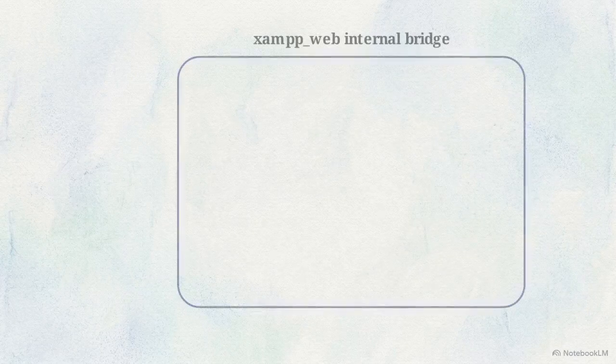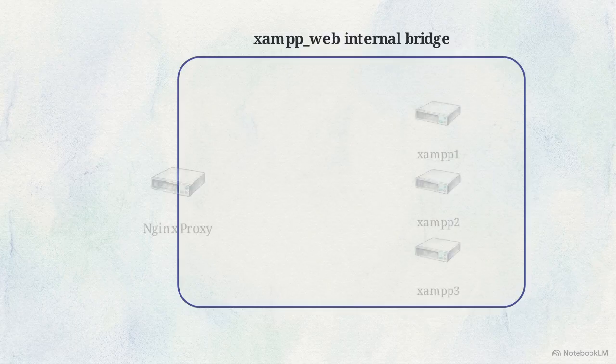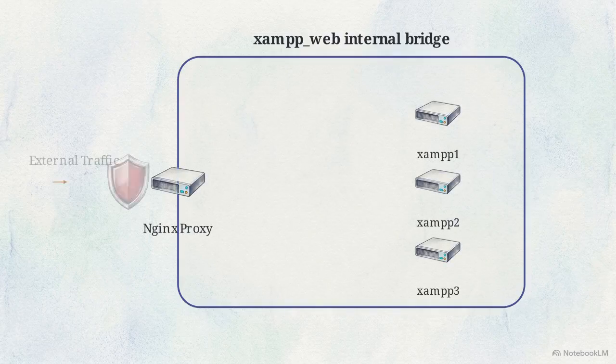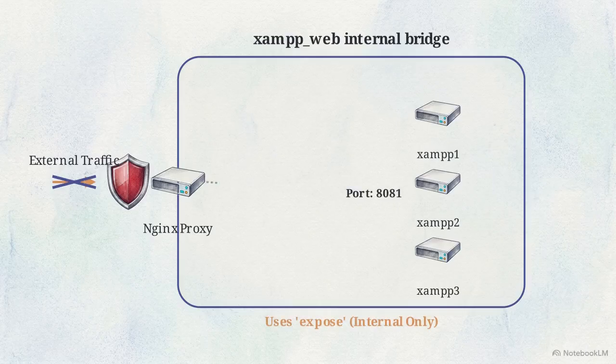The traffic now enters the XAMPP Web internal Docker Bridge network. The external boundary stops at Nginx. Everything inside this network is hidden from the host machine. To enforce this isolation, the Docker Compose file uses the expose directive rather than ports for the XAMPP containers, keeping the 8080 range traffic strictly contained within the internal bridge.